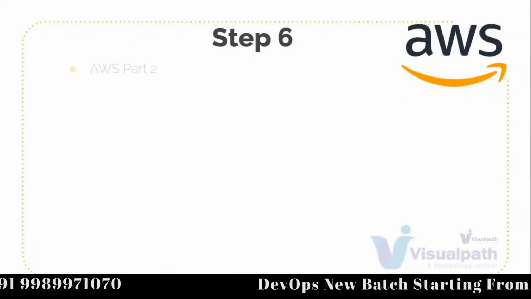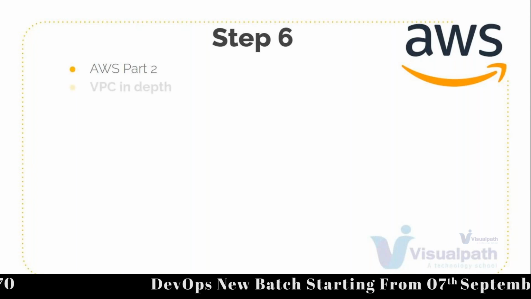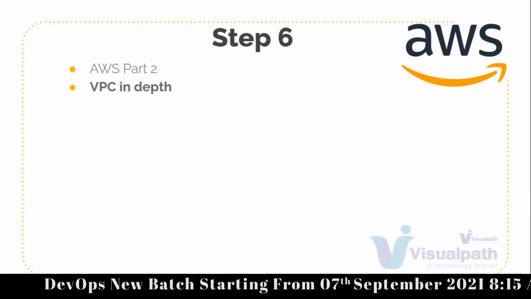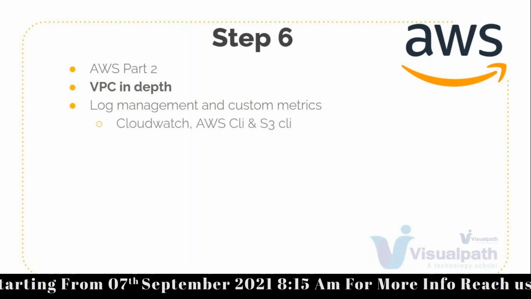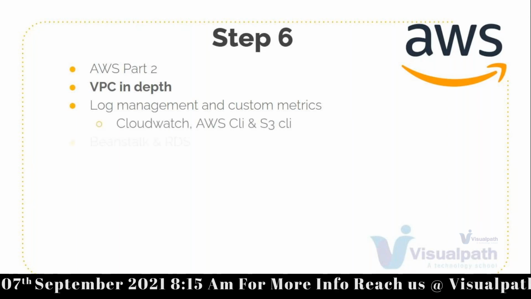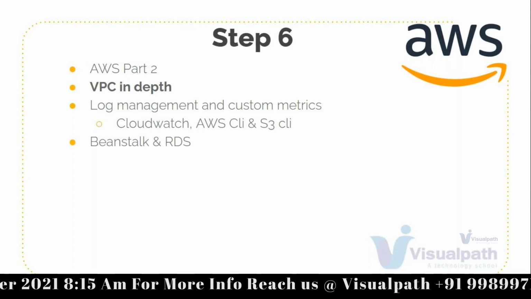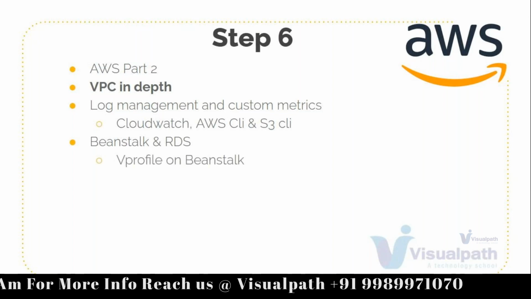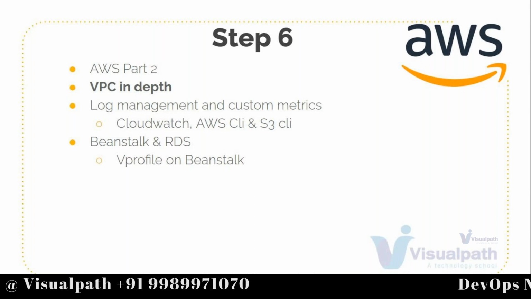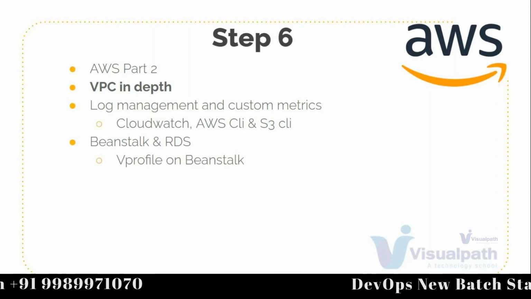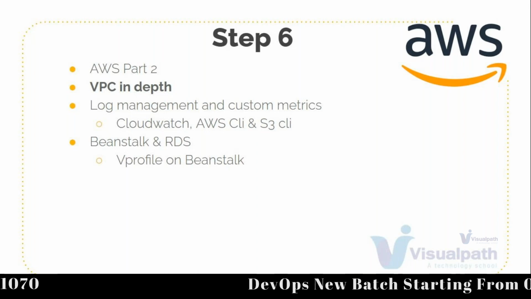Right? Then comes AWS part 2, where we're going to get into VPC in depth, and we'll see log management and custom metrics. We're going to learn AWS CLI, S3 CLI, Beanstalk and RDS together. We already deployed the vProfile project on AWS cloud. Now this is once again, but it's going to be a little different. Okay, it's going to use PaaS and SaaS services.